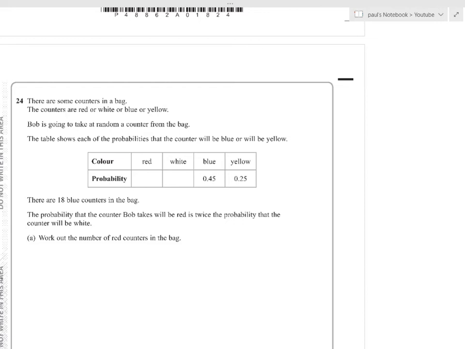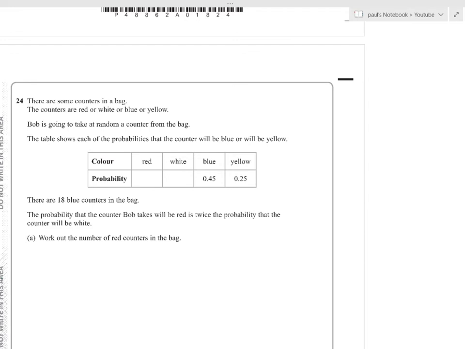There are some counters in a bag. Brilliant. No, annoyed now because of that question. The counters are red or white or blue. Bob's going to take at random a counter from the bag. The table shows the probability the counter will be blue or yellow. If there are 18 blue counters in the bag, the probability that red is twice the probability of white.